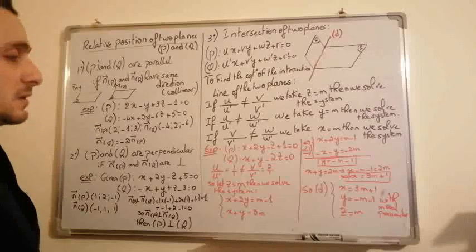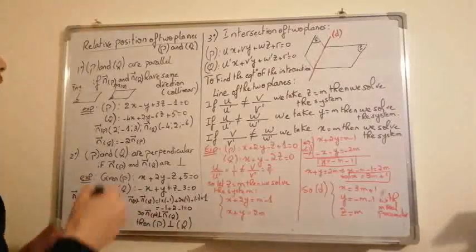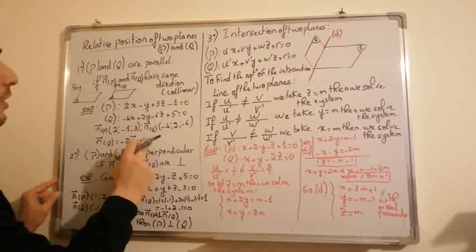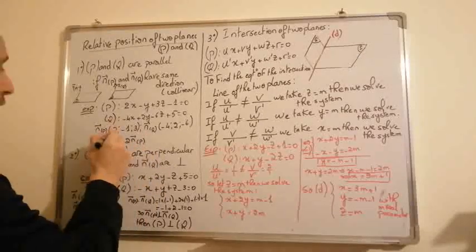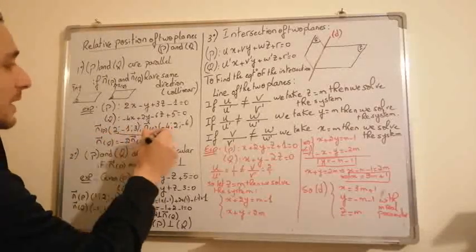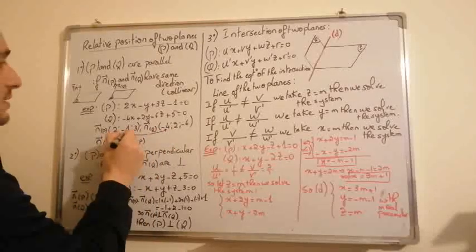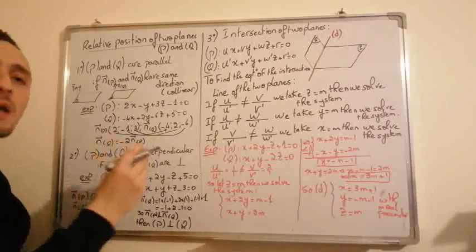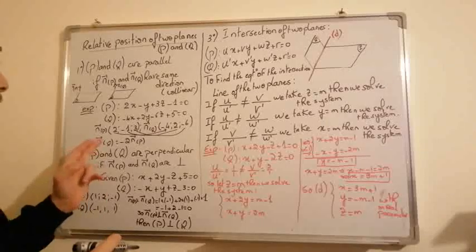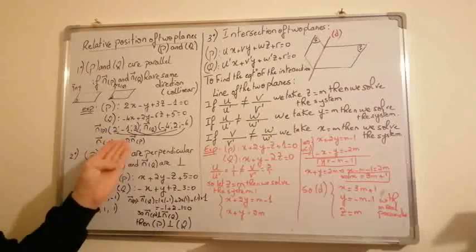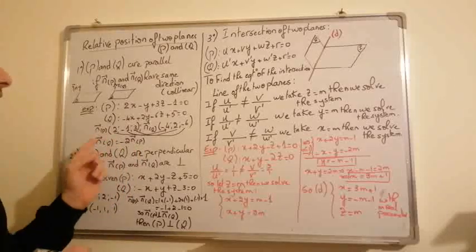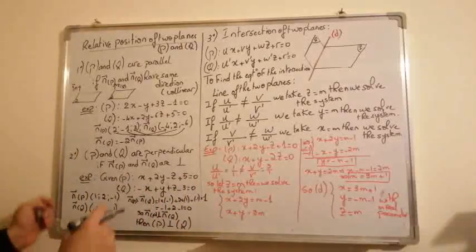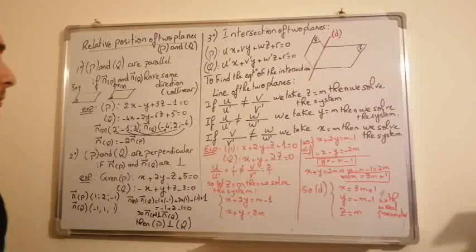We remark that the normal of plane Q is equal to minus 2 times the normal of plane P. From 2 to minus 4, we multiply by minus 2. From minus 1 to 2, we multiply by minus 2. And from 3 to minus 6, we multiply by minus 2. So the normal of plane Q equals minus 2 times the normal of plane P. Then the two normal vectors have the same direction, I mean they are collinear. Then P and Q are parallel.